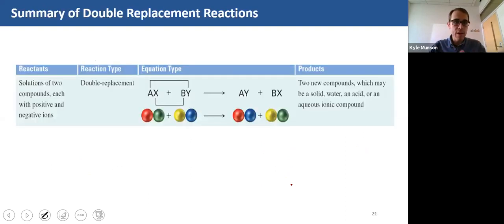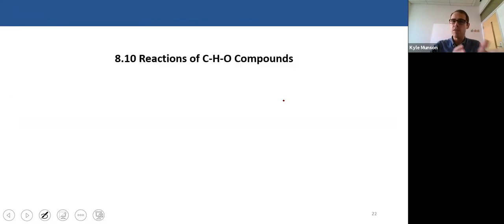Here's just a summary of double replacement reactions though. The solutions of 2 compounds, okay, each with positive and negative ions, are mixed together. They're switching partners, okay, as shown here. So we start out with AX and BY, we end up with AY and BX. And then 2 new compounds are formed, which may be a solid, water, an acid, or an aqueous ionic compound. We're going to talk more about how we tell what we're going to get in these reactions in a later chapter.